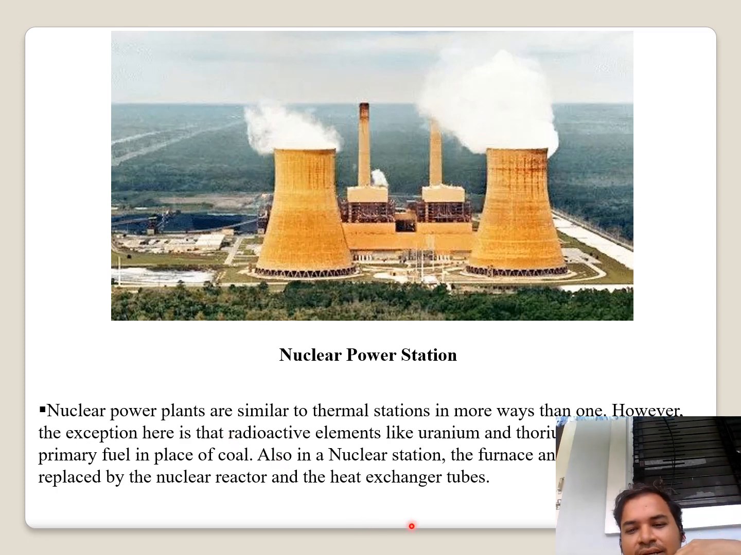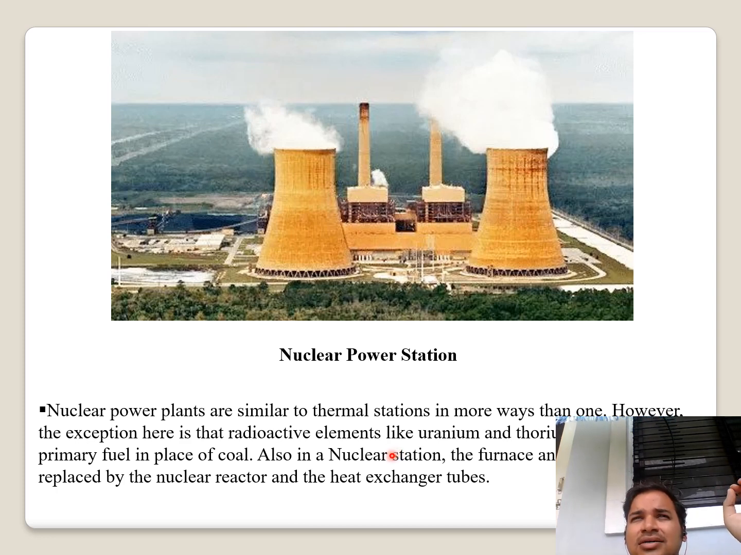Also, in a nuclear station the furnace and the boiler are replaced by a nuclear reactor and heat exchanger tubes. Furnace and boiler means we need water to boil in thermal power plants, but in the case of nuclear power stations the furnace and boiler are replaced by a nuclear reactor and heat exchanger tubes. The nuclear reactor is where the nuclear reaction actually takes place, meaning the nuclear fission reaction.